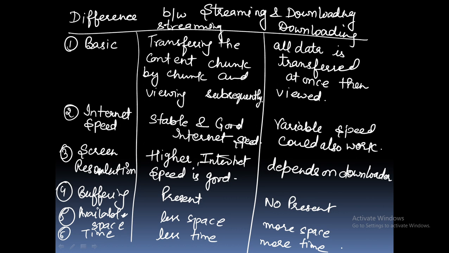According to the second point, the difference is internet speed. Streaming requires a stable and good internet speed. But downloading does not need a stable or good internet speed. It can work on a variable speed.